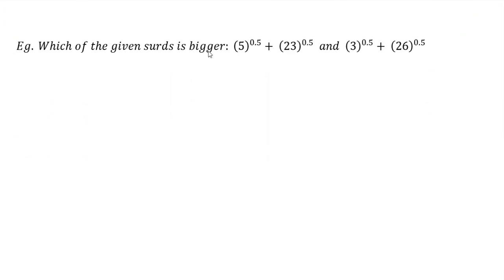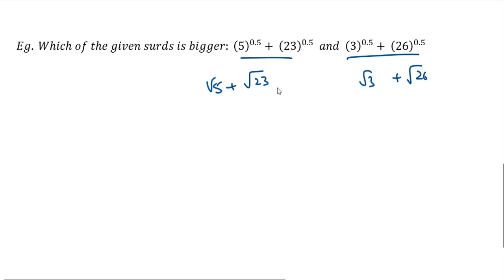Now in this problem we have been asked to find which of the values is bigger. So whether this value is bigger or this value is bigger. If you notice, these are nothing but square root 5 plus square root 23, and this number is square root 3 plus square root 26. Now you cannot use the approximation technique to compare these two values.